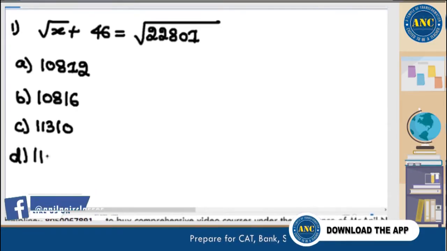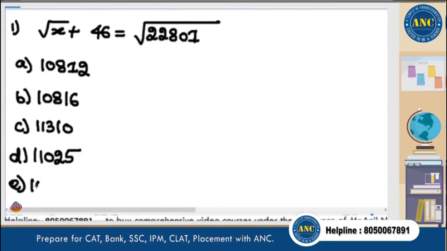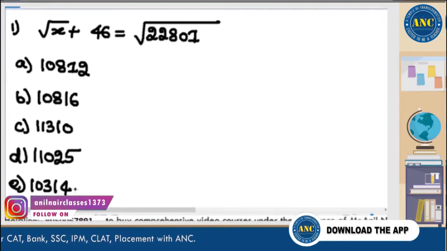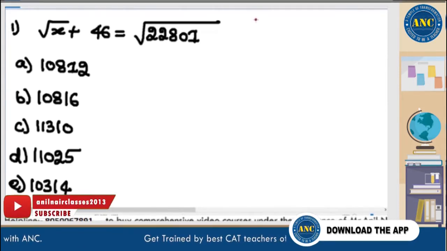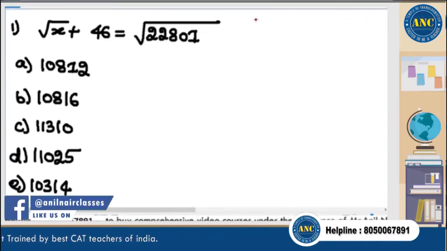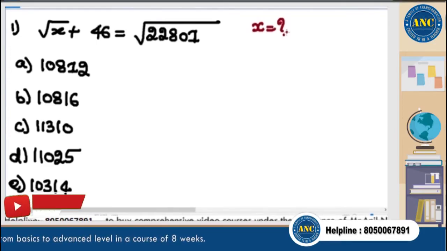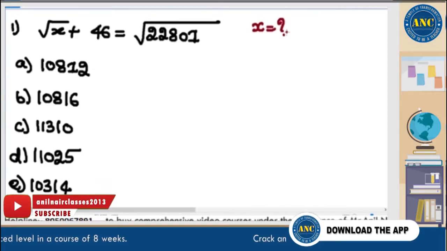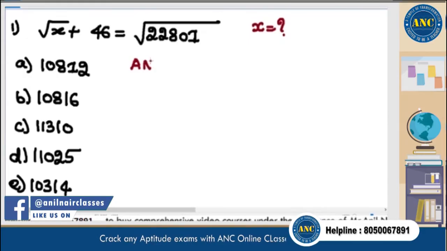Listen carefully to every concept. 11025, 10314. This is the question: root x plus 46 is root of 22801. Find the x value. Options: 10812, 10816, 11310, 11025, 10314. First way of solving.